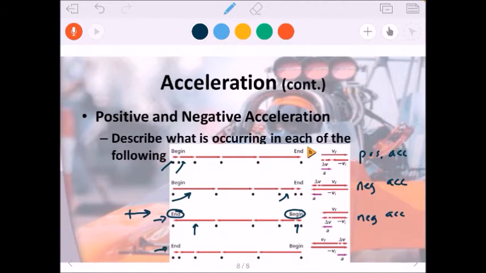In this last scenario, we begin with long velocity vectors, and it gets shorter and shorter, which means we are decelerating, but we are decelerating in a negative direction. So it'd be like having the negative of a negative when you're adding. You end up getting a positive acceleration here.